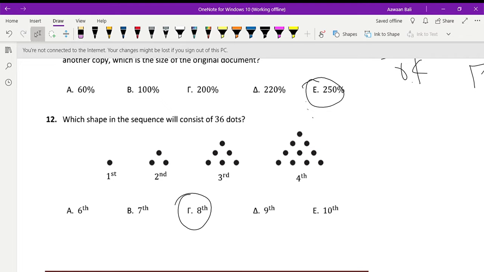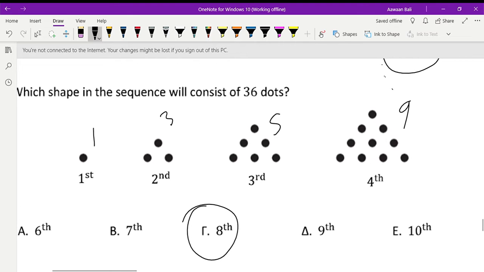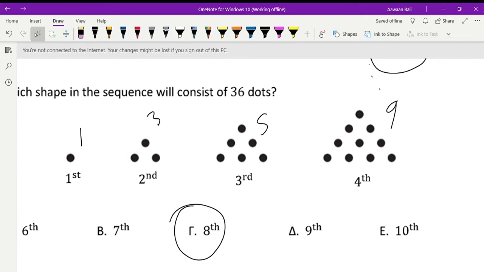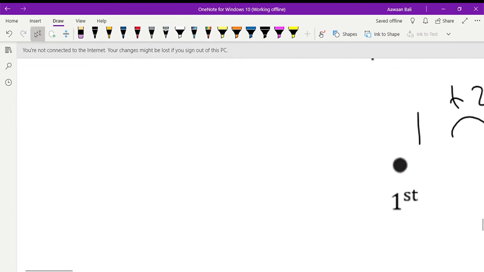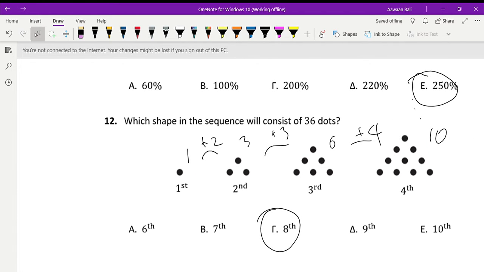Which shape in the sequence will consist of 36 dots? So let's say we have 1, we have 3, we have 6, and then we have 10. The difference is always increasing by 1, so that's plus 2, plus 3, plus 4. So before we do that, we have to check the possible values for an equation, because it's not like the next one. We have to find an equation to find out which one's 36 dots.